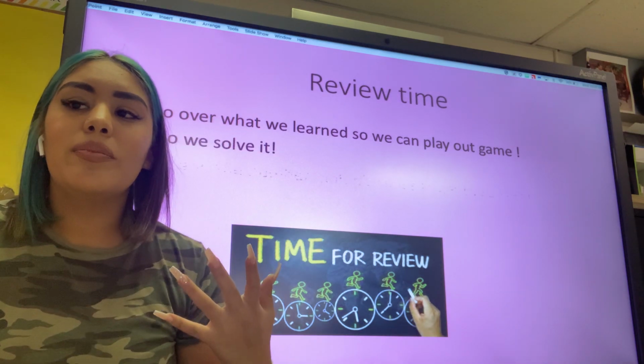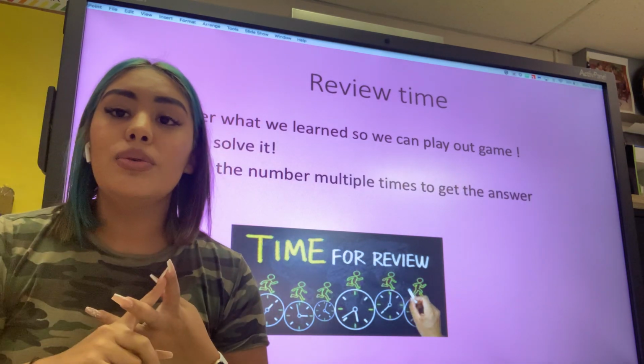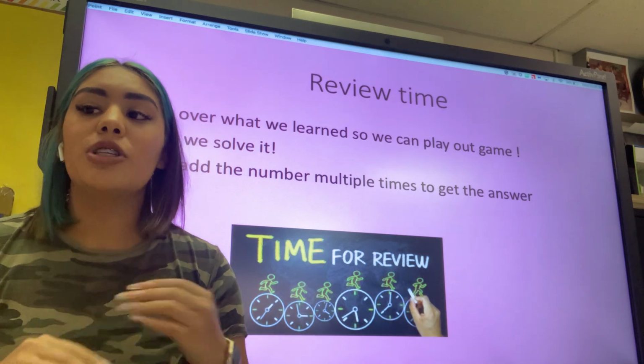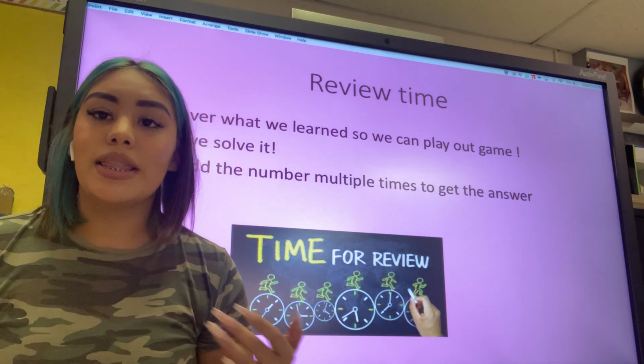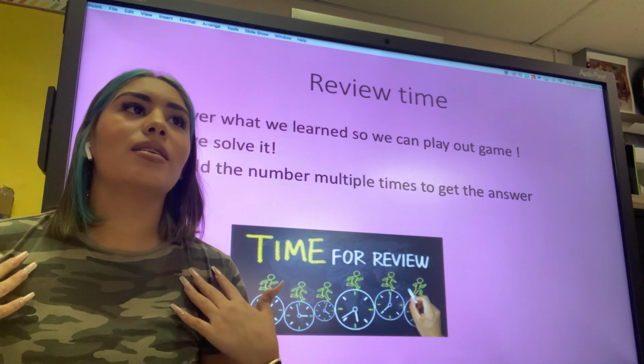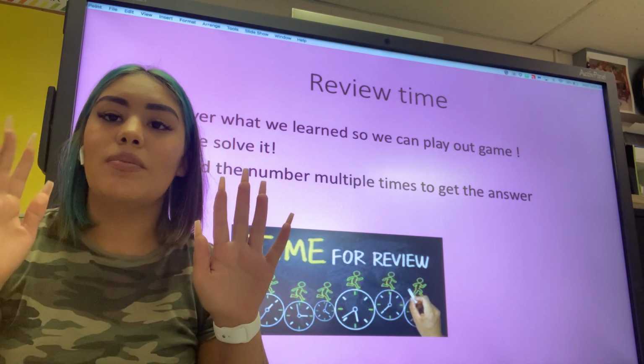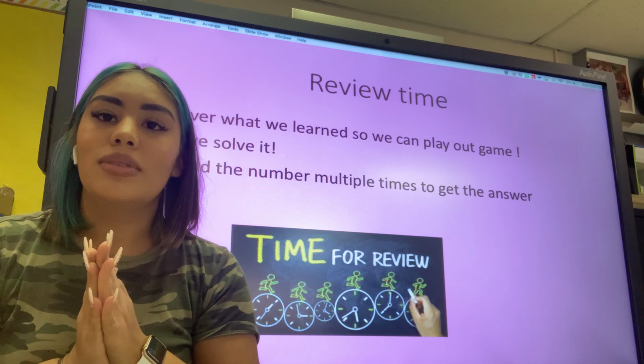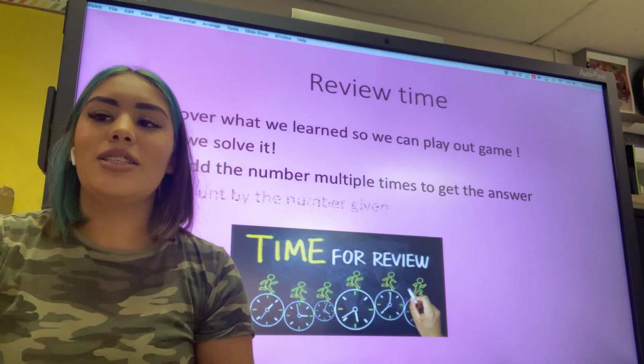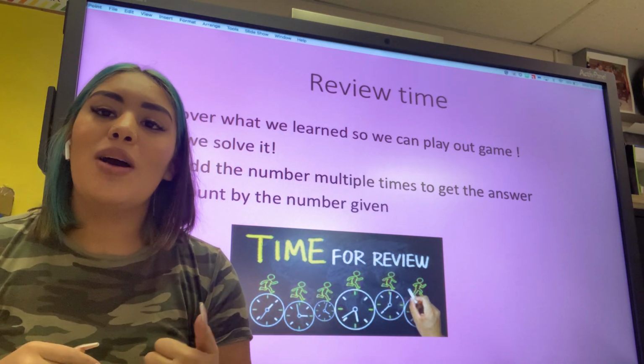How do we solve it? We can add the two numbers that are given to us multiple times by themselves to get the answer, right? Does that make sense? So we're going to take one of the numbers, add it multiple times by the second number, and we get the answer. That makes sense? I think it makes sense to you guys. Or we can count out by the number given.